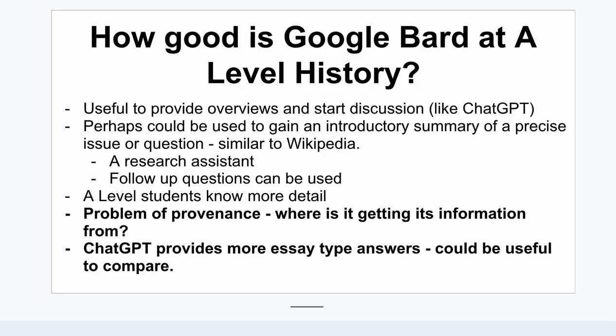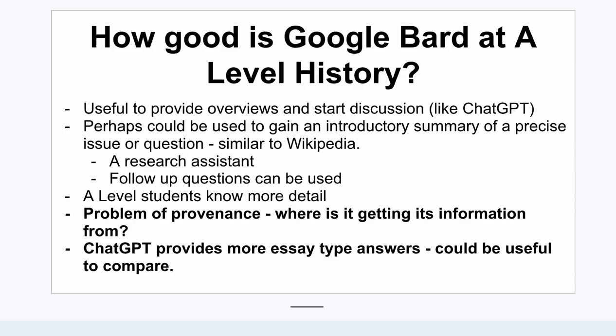So overall, how good is Google Bard at A-level history? Again, just the same as ChatGPT, it's useful. It gives an overview and it could start a discussion on a topic. What has it left out? And what are its arguments? It's good for research, like a research assistant, like Wikipedia, and you can ask it follow-up questions to go into more detail, but it's not detailed enough, is it? A-level students do know more detail, exactly the same as ChatGPT. Where does it get its information from? Is it up to date with historiography?